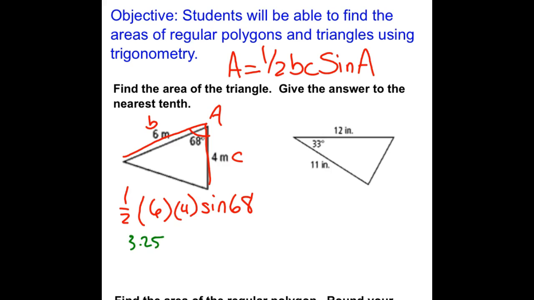That means my calculator's in radian mode. So what you need to do is on the top left of your graphing calculator, there's a button that says mode. Click on it, go down to where it says radian, and scroll over to degree and hit enter. Now try this again. 0.5 times 6 times 4, sine of 68, and now it should be in degree mode, and you get the area of this triangle.